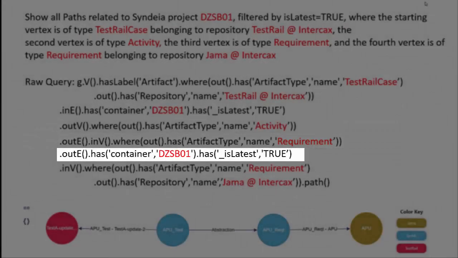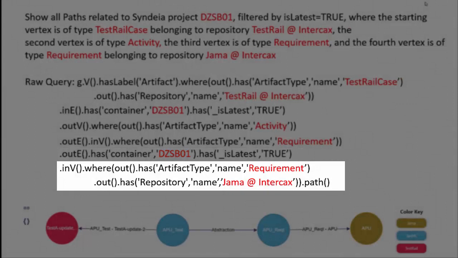The final edge is also required to be in Syndea project DZ-SB01. Remember that the same SysML model artifacts might be used in several Syndea projects, representing different systems or versions of systems. To prevent results from different projects mixing together, we should probably place this condition on all Syndea-managed intermodel connections. The final line specifies the last vertex.